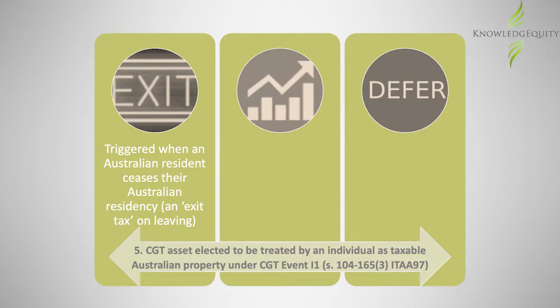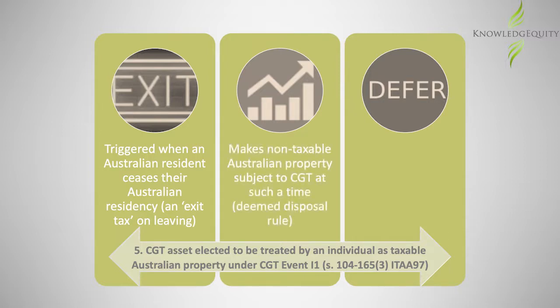That is, they no longer satisfy any of the residency tests. Due to CGT Event R1, CGT is payable on assets that are not taxable Australian property at the time the taxpayer ceases to be an Australian resident. For example, CGT would be payable on a small shareholding in an Australian company, as the CGT asset would not meet the definition of taxable Australian property. In this case, a capital gain or loss would be based on the market value of the asset at the time the taxpayer becomes a non-resident.